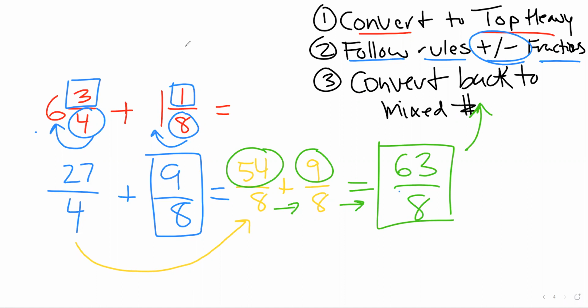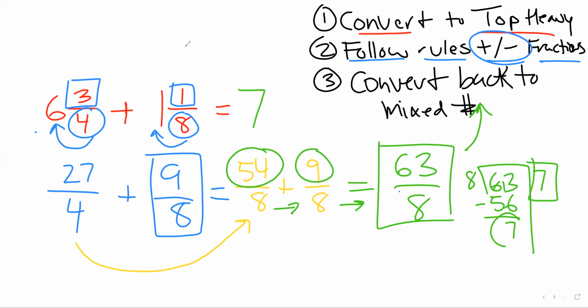Let's see. That means I'm doing 63 divided by 8. 8 times 7 is 56. And that leaves me with 7 left over. So I have 7 wholes right here and 7 out of 8. So when you take 6 3/4 and you add 1 1/8, you get 7 and 7/8. And this is how this works. So this is that job there.